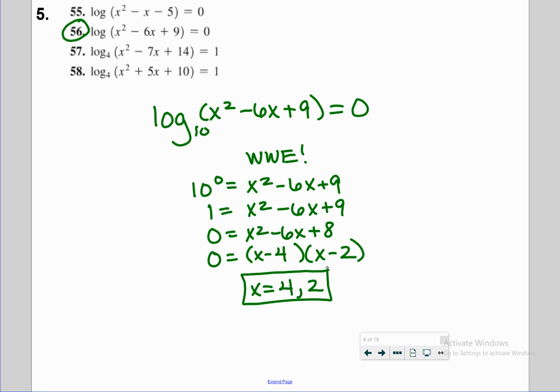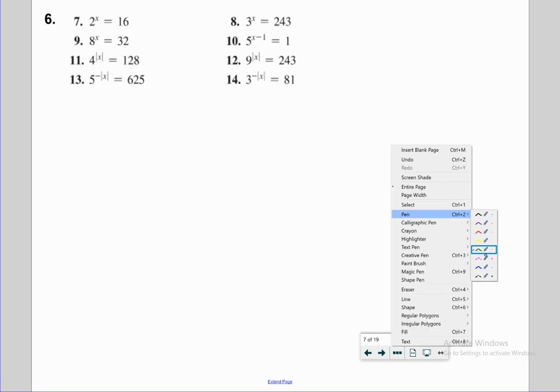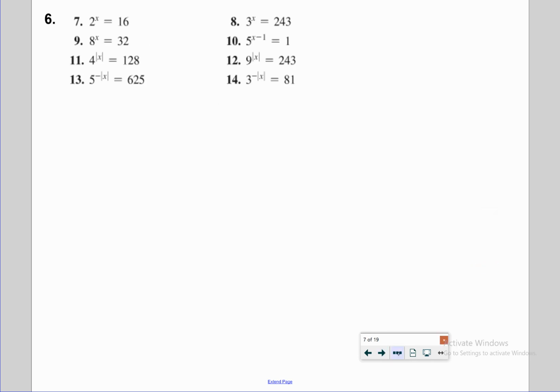Questions on number 5? Okay. Number 6, we have another exponential equation. Pick a number. What looks good? 10? Okay. We have 5 to the x minus 1 equals 1.